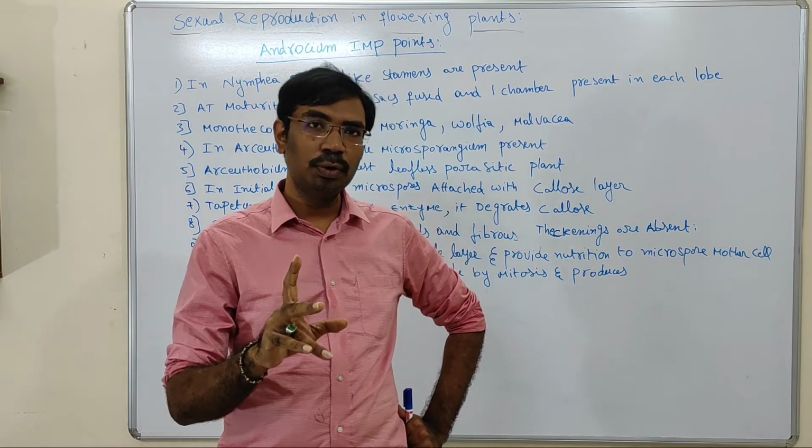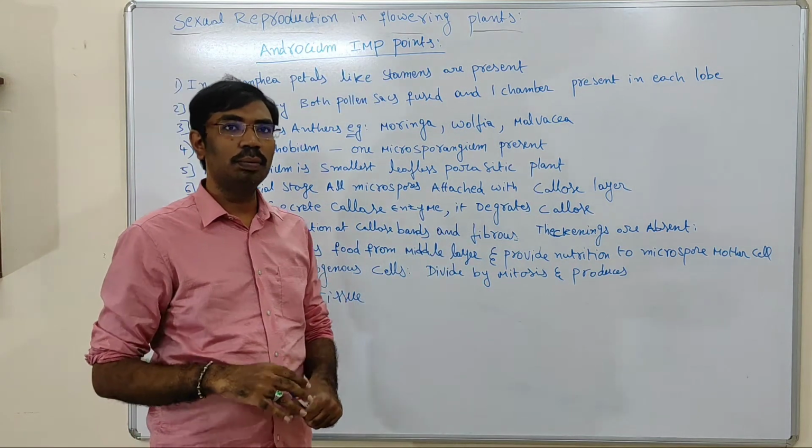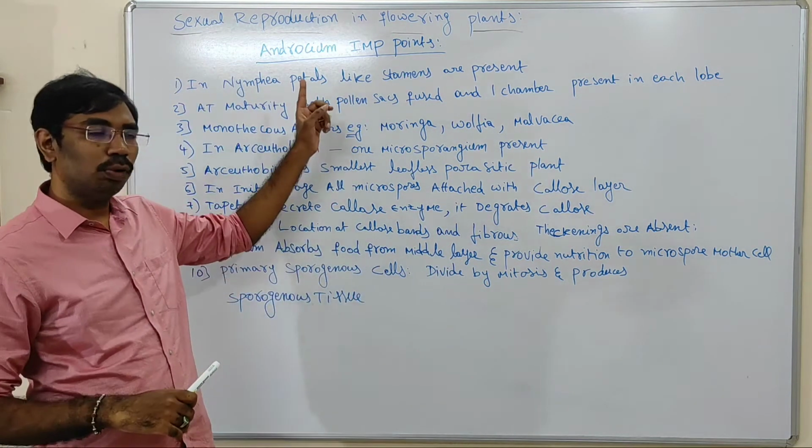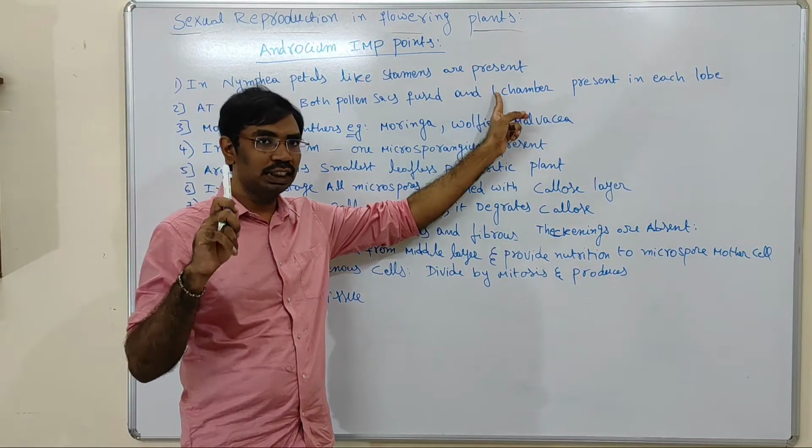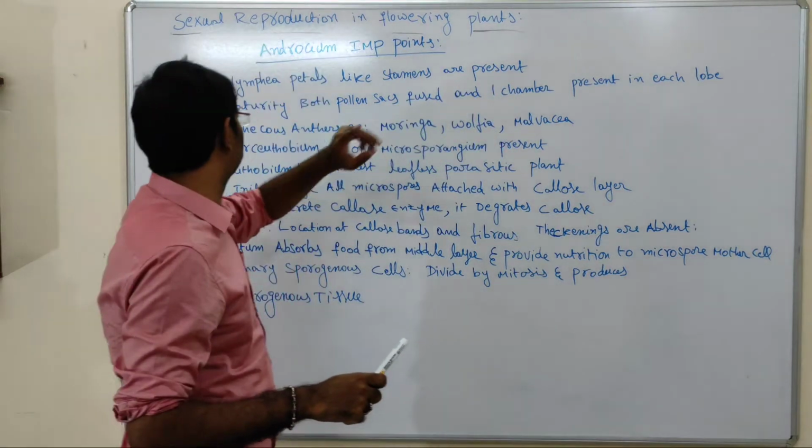Why does it contain 2 pollen sacs? Because one anther lobe contains 2 pollen sacs. Those 2 pollen sacs fuse together and finally lead to the formation of a single pollen sac. So that is the second point.